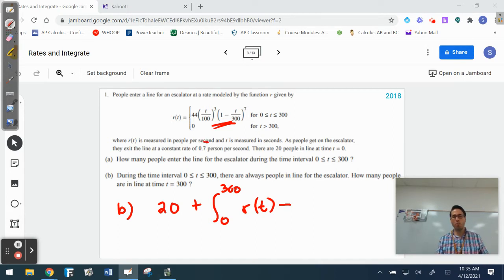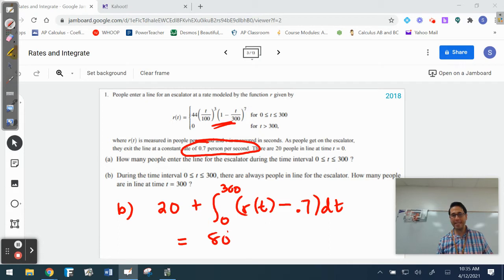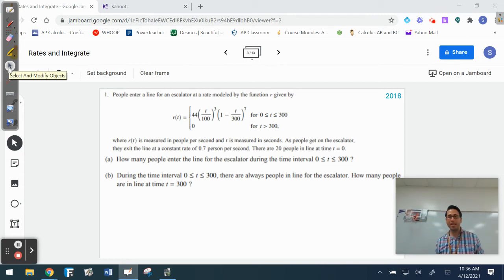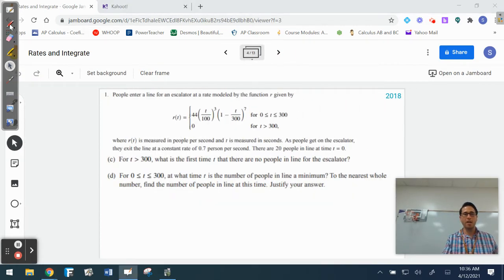And it says here it's 0.7 person per second. Now, don't get fancy with this. If it just says 0.7, I just have to use 0.7 because that is a rate. So if I do that, that gets me an answer of 80. So that means at the end of 300 seconds, there are going to be 80 people in line for that escalator, okay? And that's accounting for the total amount of people in, the people leaving, and the 20 that were there even before this problem started. All right, looking at my little grading over here, you could be 4 of 4 if you were able to get those pieces correct. All right, now let's go to C.